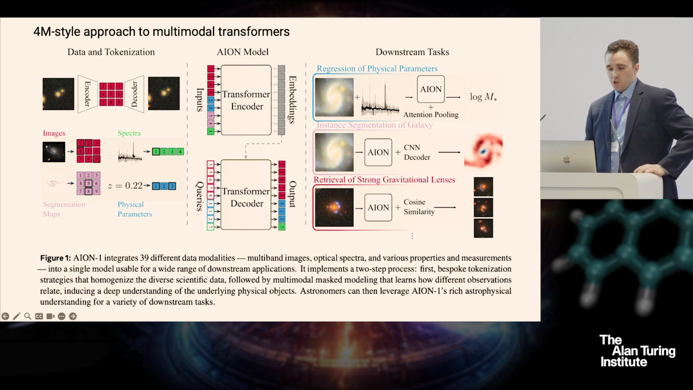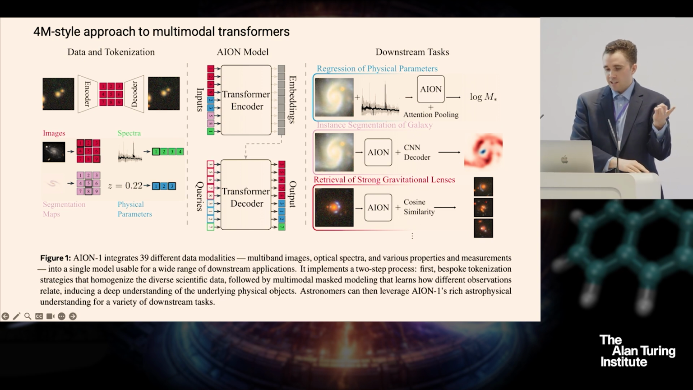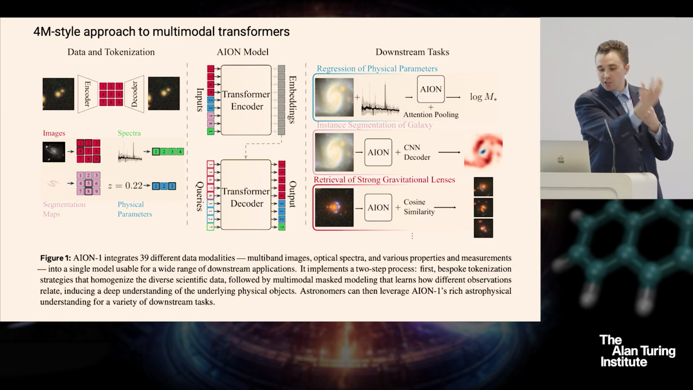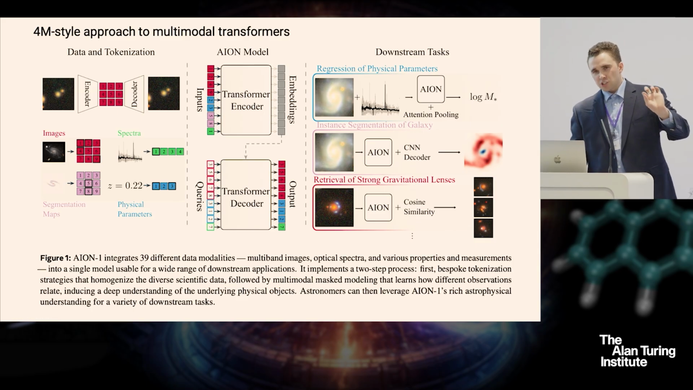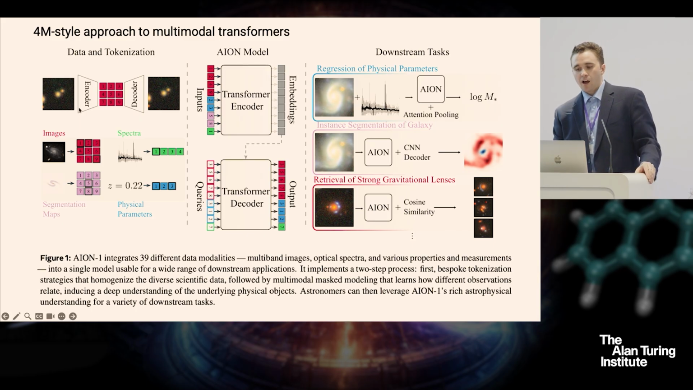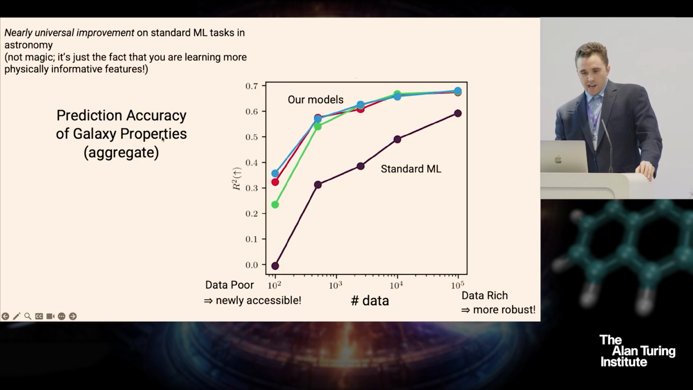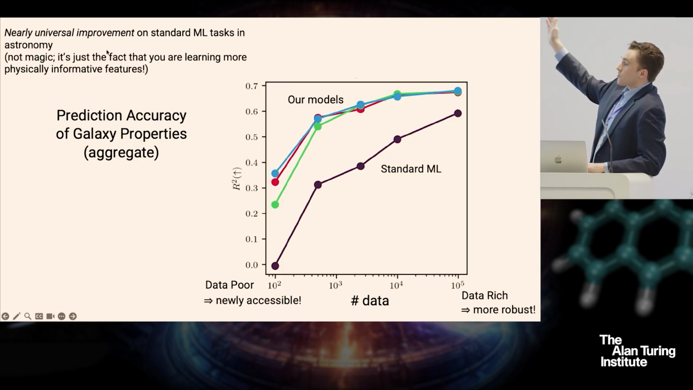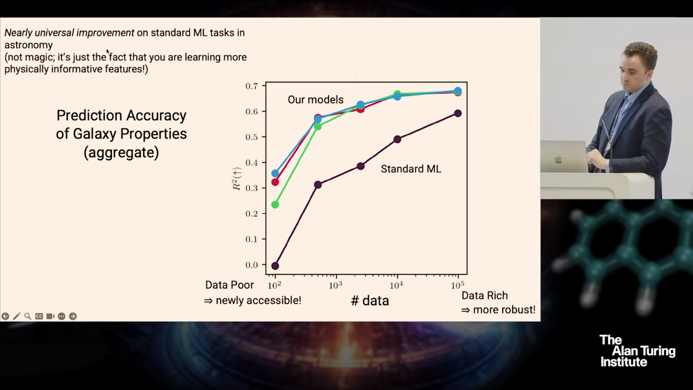So you have an image and a spectra for a given galaxy. You get 4 tokens for the spectra, you get 9 tokens for the image, and you try to predict the held out ones. This gives the model a really good internal representation. And you get nearly universal improvement on standard machine learning tasks in astronomy.